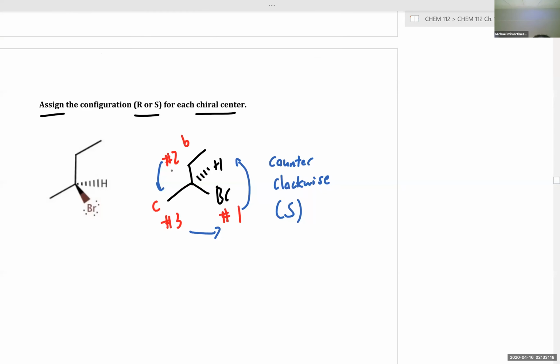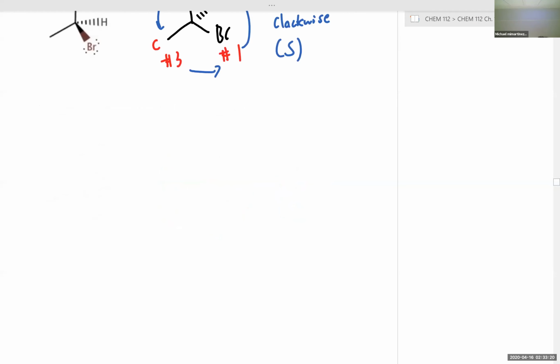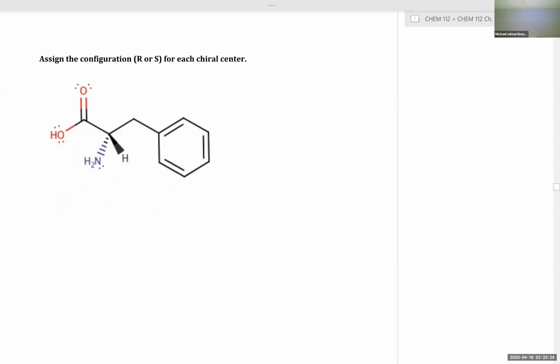So let's have you try to work on an example. I'd like you to assign the configuration for each chiral center. And remember, I showed you how to rotate all of the different depictions of these molecules because you're going to have to use that rotational logic to solve these problems. I'll give you a few minutes to work on that, and I'll be making a model in the meantime to help everyone visualize what's going on.